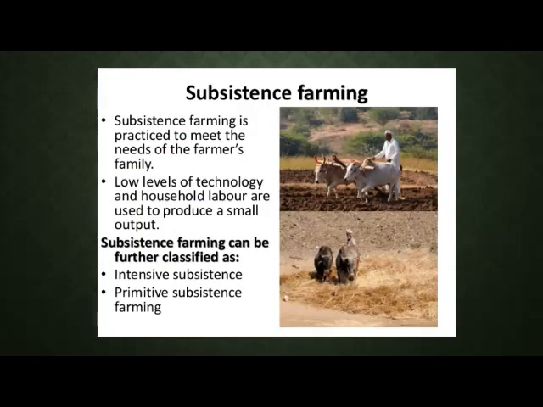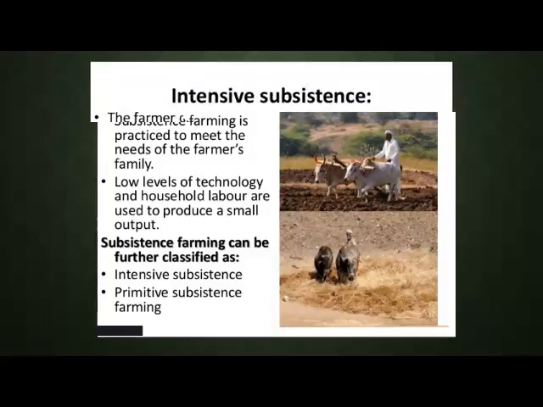Subsistence farming. Subsistence farming is practiced to meet the needs of the farmer's family. Low levels of technology and household labor are used to produce a small output. Subsistence farming can be further classified as intensive subsistence and primitive subsistence farming.